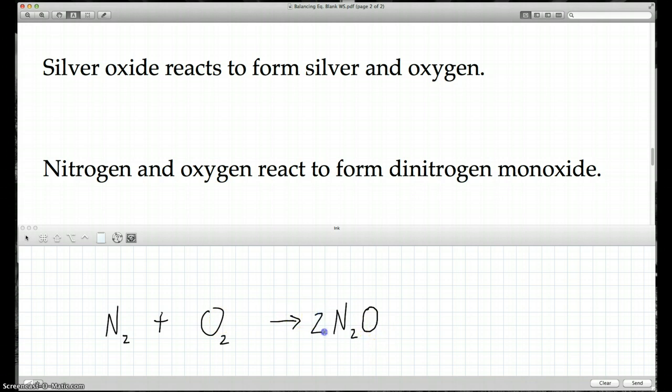I'm going to put a 2 here, so I've got 2 O's now, 2 O's, O's are good. But when I did that, I messed up the N's, so 2 times 2 is 4 N's, so I need 4 N's over here. I'm going to put a 2 there. So, nitrogen and oxygen react to form dinitrogen monoxide. Here is the balanced equation for that example. Let's do a couple more here.